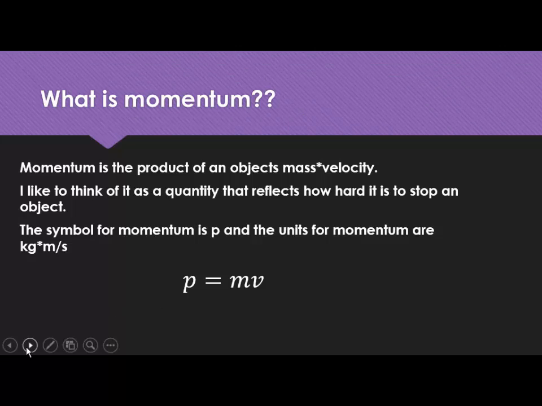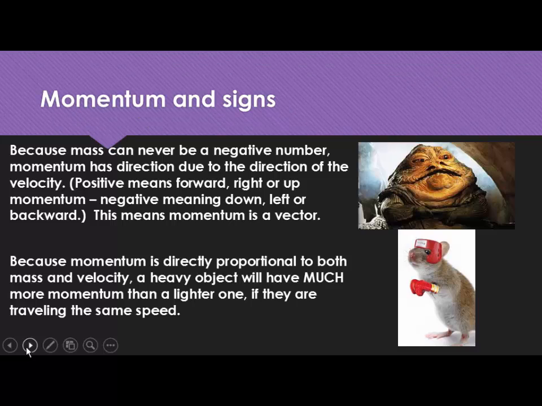Pretty straightforward stuff. Mass can never be a negative number because it is a scalar quantity, right? So because of that, momentum does have a direction, and that direction comes from the direction of the velocity. Remember that at the beginning of the year we set this convention that positive is forward or up, and negative is down, left, or backward. Negative really just means you're going in the opposite direction than you were initially.